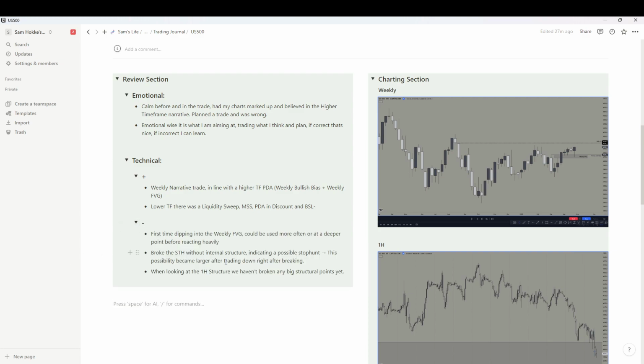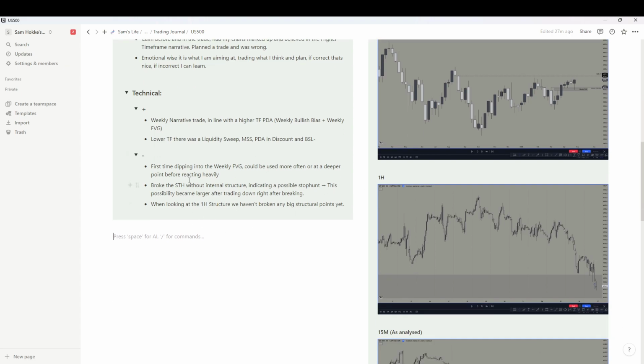The minus part and the things that I have taken out of this trade as lessons: it's the first time dipping into the weekly fair value gap. It could be used more often or at a deeper point before reacting heavily. It broke the short-term high without internal structure, as I told you, and that is indicating a possible stop hunt, and this possibility became larger after trading down right after breaking the market structure shift. So that's a dangerous thing, and that's something that I have to pay more attention to, because I'm getting more chopped up in this type of environment. When this happens, sometimes I get induced to the wrong side then.